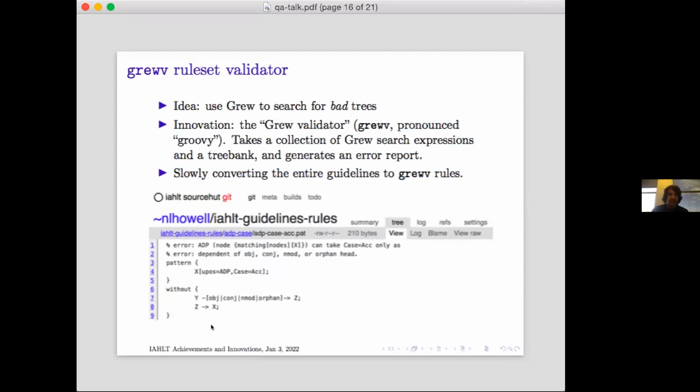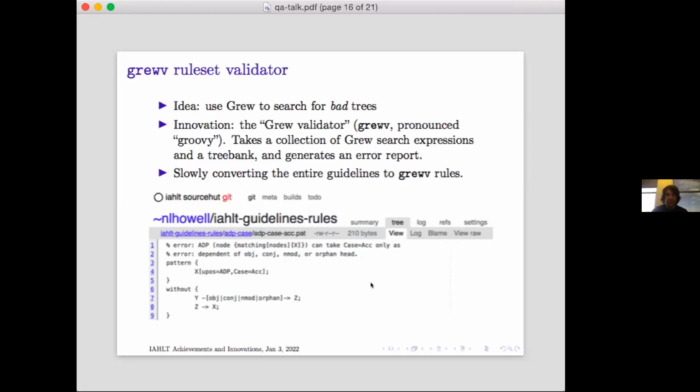So here's an example of a Groovy rule. It contains, in a comment, an error message that is shown to annotators if they make this mistake. So here it says ADP, and then it gives a reference to the node: can take accusative case only as the dependent of an object, conjunction, noun modifier, or orphan head.